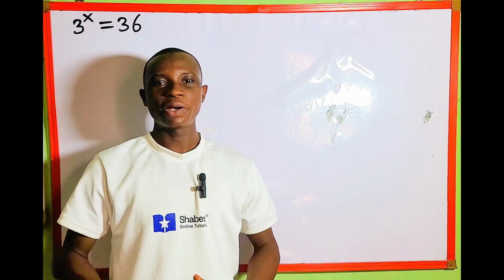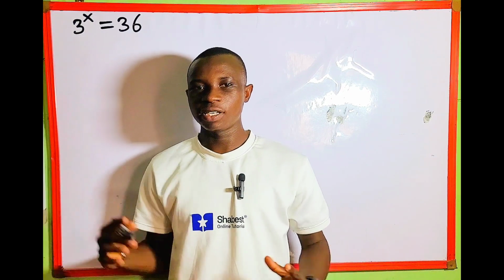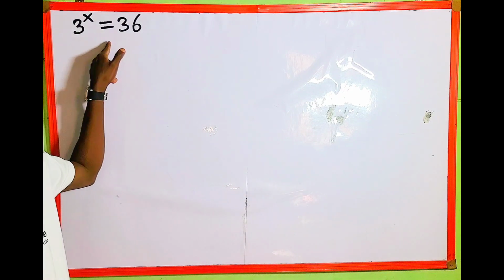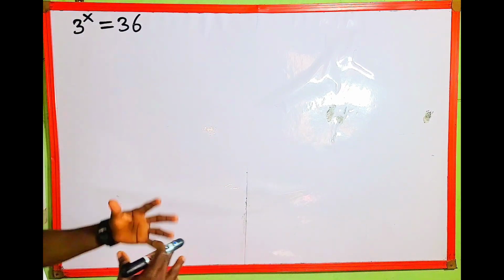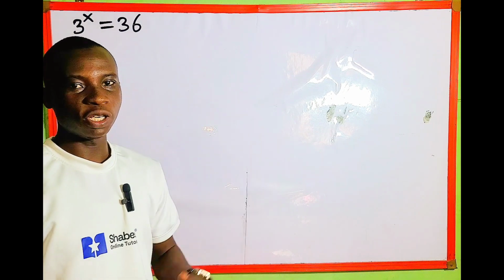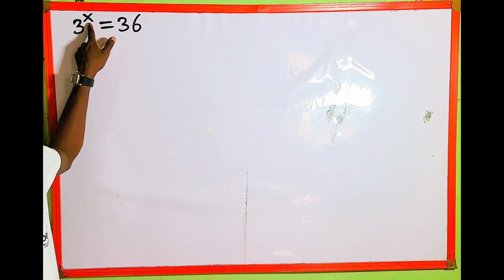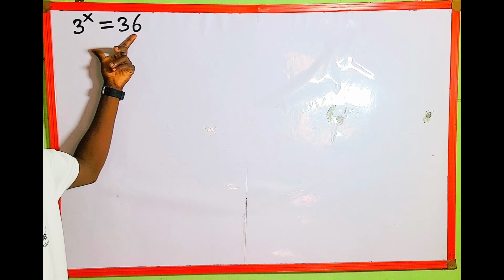In today's tutorial, we're going to learn how to solve for the value of x in this beautiful exponential equation. We are given that 3 raised to the power of x is equal to 36. Then how are we going to solve for the value of x from this equation? Note, the variable we are looking for appears as the exponent. That's why we call this an exponential equation.